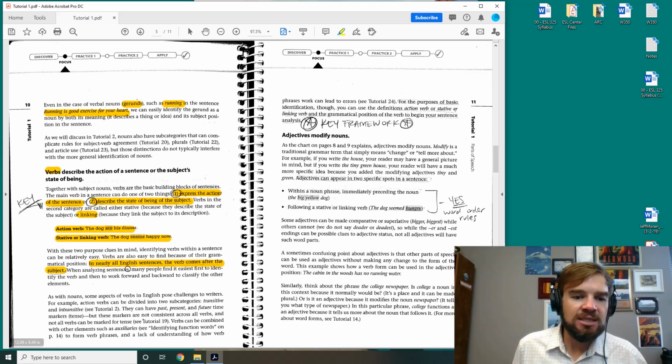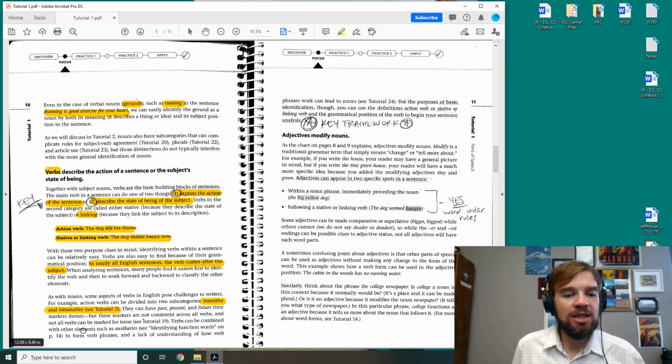As with nouns, some aspects of verbs in English pose challenges to writers. For example, action verbs can be divided into two categories, transitive and intransitive verbs. Tutorial 2, that's next. They can have past, present, and future time markers, tense. But these markers are not consistent across all verbs, and not all verbs can be marked for tense. Tutorial 19 talks about some of them.